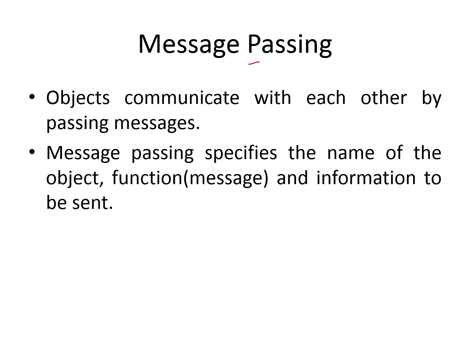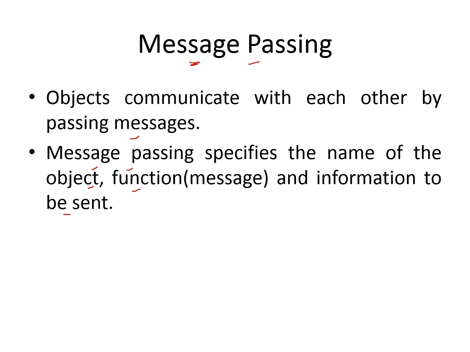Next is message passing. Whenever we do anything, a message is being passed between them. That is, objects communicate with each other by passing messages. Message passing specifies the name of the object, function, and information to be sent. These messages are passed between objects and functions. So that is message passing. The contents will be from where, to where, and what is to be passed.